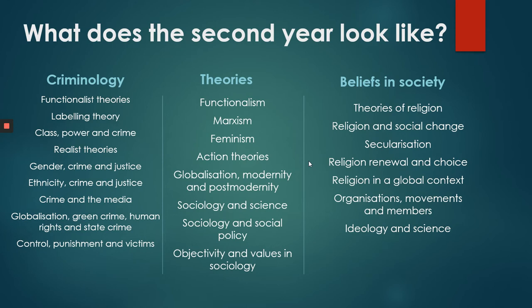The last three are debates. So is sociology a science? What impact does sociology have on policy? And when studying people, can you be objective? So can you keep your values and opinions out? Can you be factual? And then in the last part of the academic year, we go on to beliefs in society. So we look at the changing face of religion and the impact that has on society and its members.